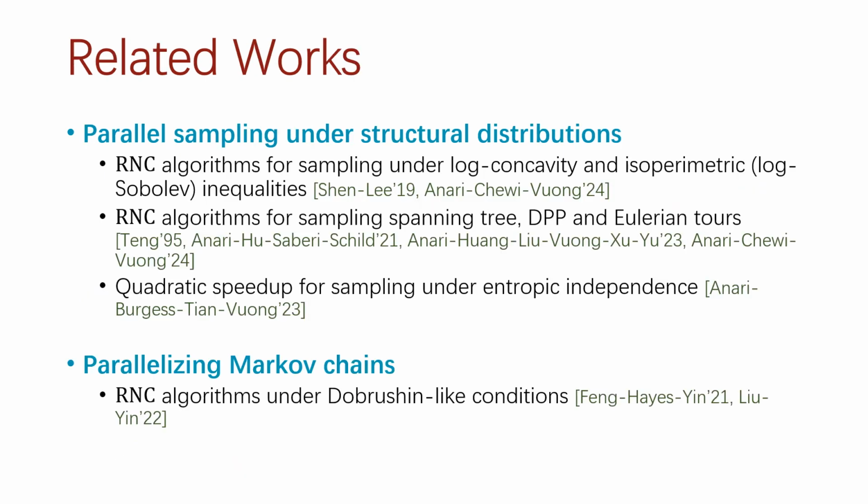Prior to our work, there are many results on parallel sampling, including RNC algorithms for sampling under log-concavity and for sampling spanning trees, DPPs, and Eulerian tours. There are also quadratic speedups for sampling under the assumption of entropic independence. Besides these structural distributions, there are also works on parallelizing Markov chains, which lead to RNC algorithms for many famous problems that satisfy a Dobrushin-like condition.